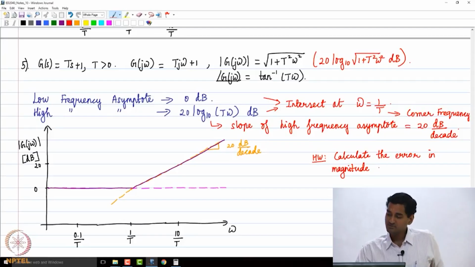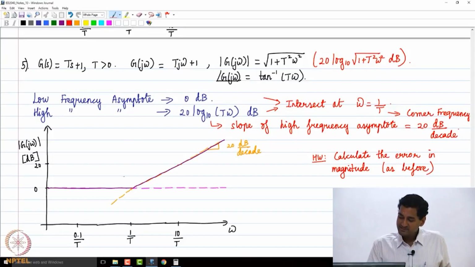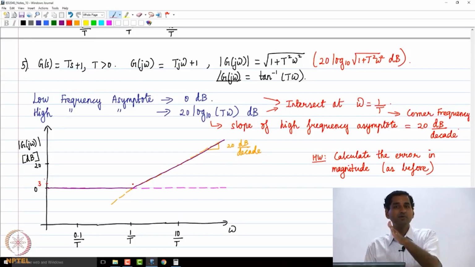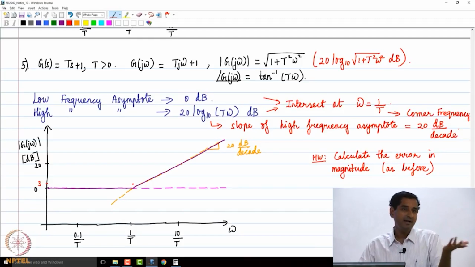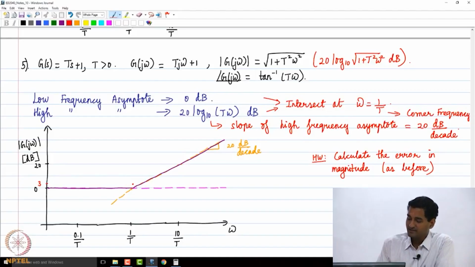So, you will see that now at the corner frequency you will have an error of plus 3 decibels, okay, and 1 octave above and below you will have an error of 0.97 decibels, whatever was minus becomes plus, okay, and 1 decade above and below the error will be 0.04, okay, almost close to 0. So, the actual curve will be something like this, okay.